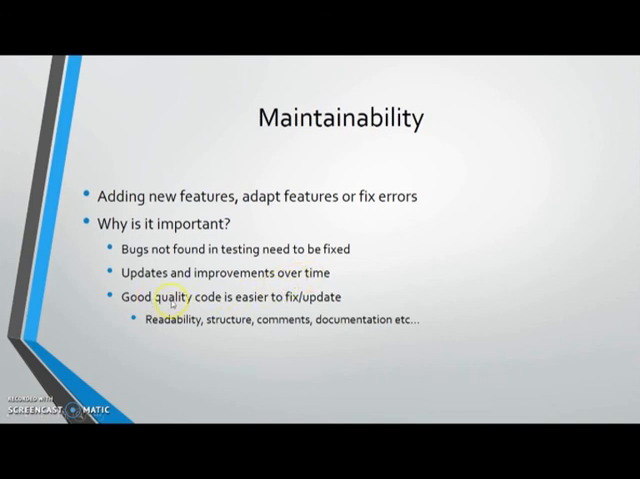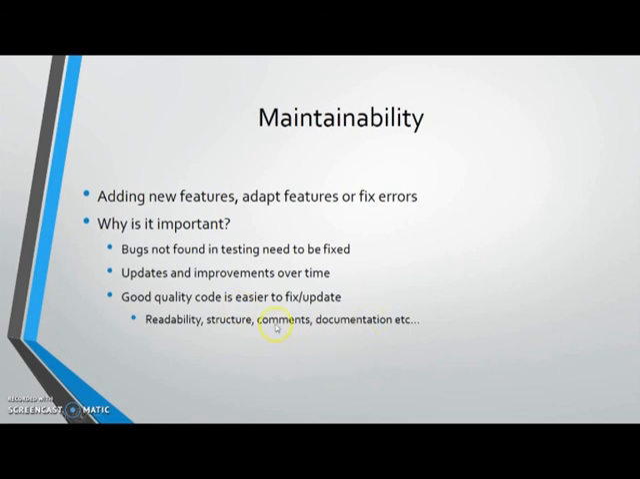Just to say as well that good quality code will be easier to fix and update. So it will be easier to maintain and to add to, make improvements and so on. There are lots of ways that you can actually improve the maintainability of a piece of code. It's readability, so the way it's laid out, the way you've used comments, the way that you've structured your code. That's really important. So the structure, using modular code, laying it all out clearly, separating different functions and procedures from each other.